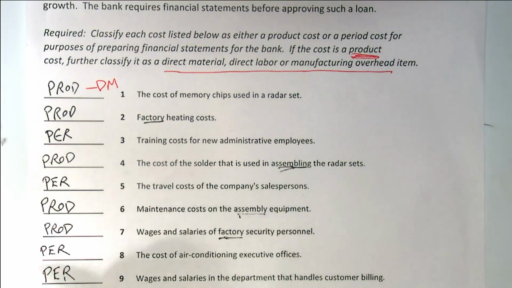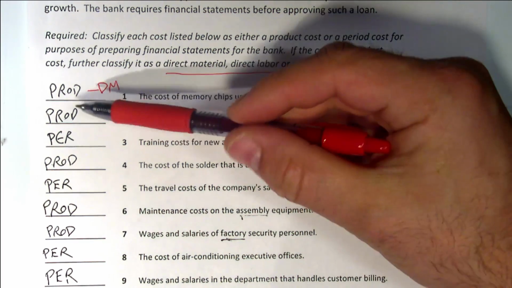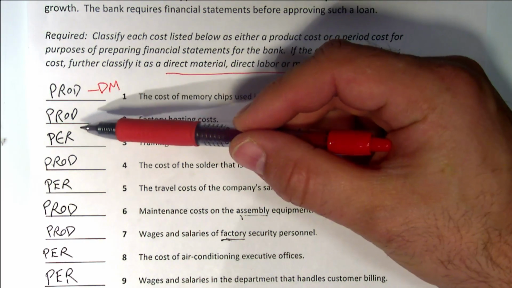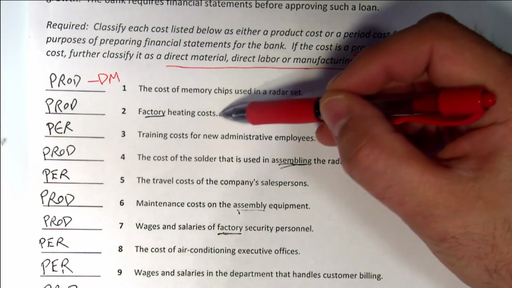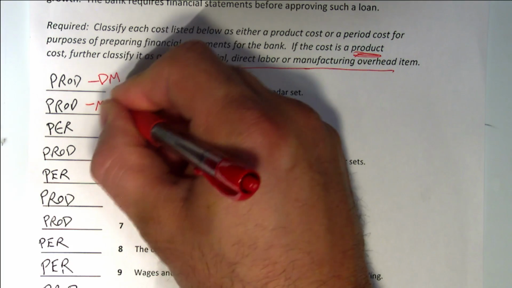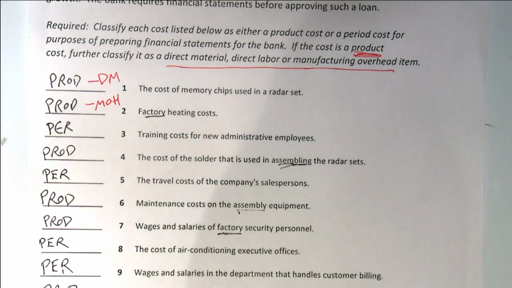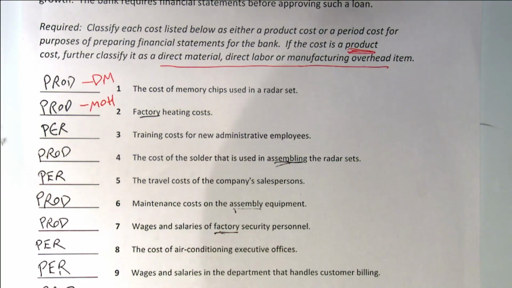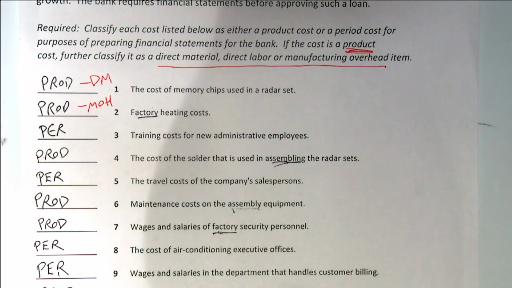MOH, and a lot of times I arrive at the decision that it's manufacturing overhead because I've decided it's a product cost. Then I ask myself, well, is this direct materials? Well, no. Is it direct labor? Well, no. Well, then it has to be MOH, right? A lot of times you arrive at MOH because I know it's a product cost, it's not direct materials, it's not direct labor, okay?